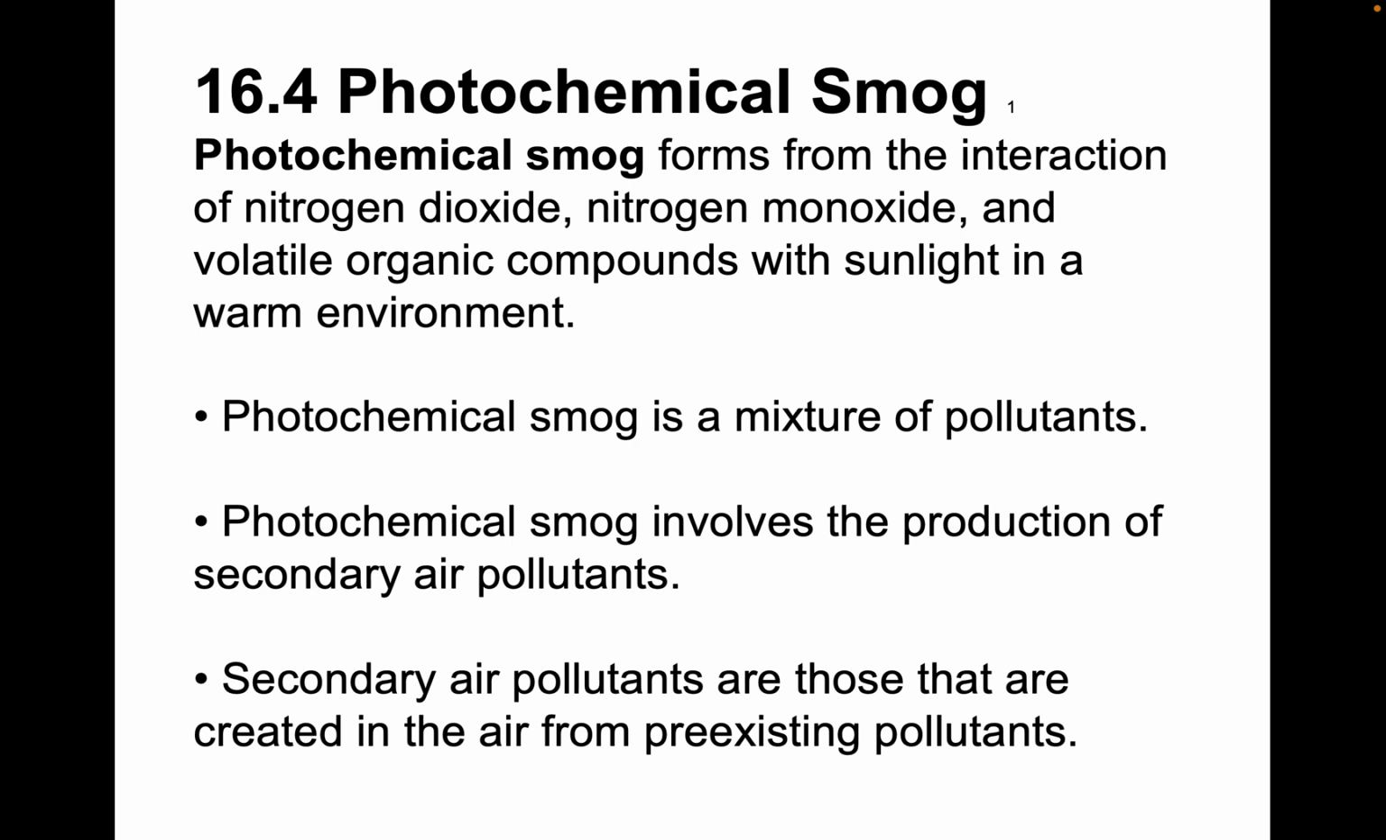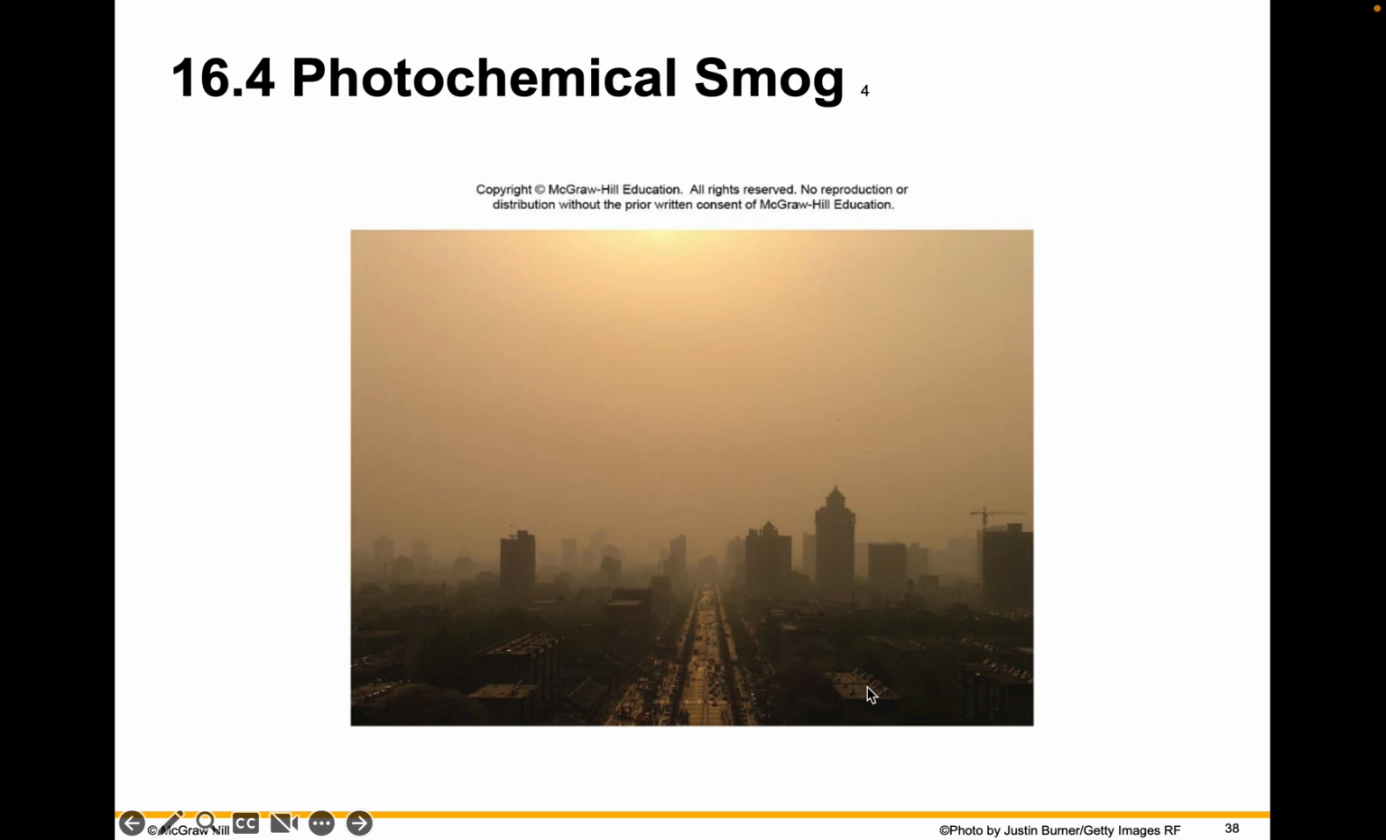All right, photochemical smog forms from the interaction of nitrogen dioxide, nitrogen monoxide, VOCs, and sunlight in a warm environment. And this smog is a mixture of pollutants. And the word smog itself comes from smoke and fog, right? Photochemical smog involves the production of secondary air pollutants. So when these things get together, and it's warm out and there's sunlight, then we have the production of secondary air pollutants. Here's a picture of photochemical smog. It's usually got a little bit of an orangey cast to it from the nitrogen.